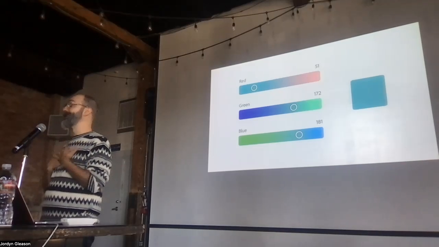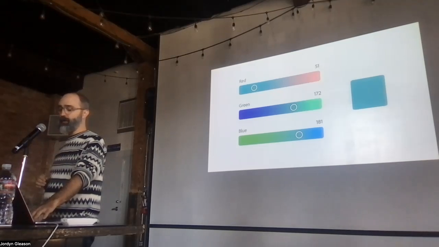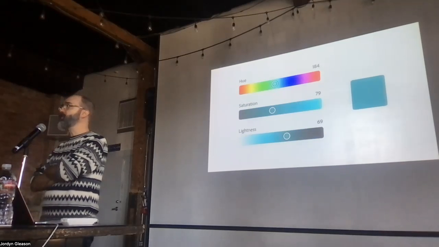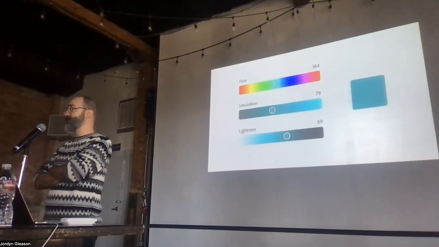But as humans, it's not how I think of color usually. And so we can shift the model to something that's a little more human friendly. One that's pretty popular is HSL: hue, saturation, and lightness.